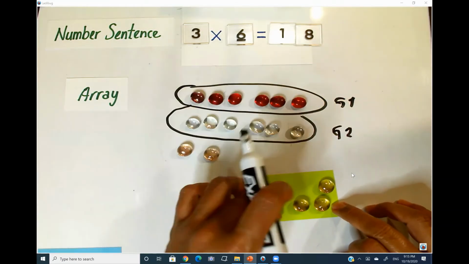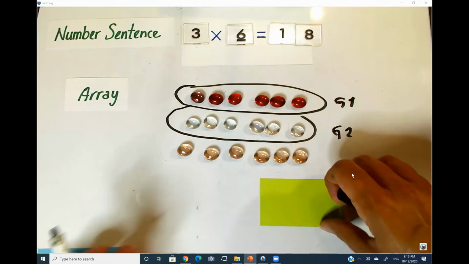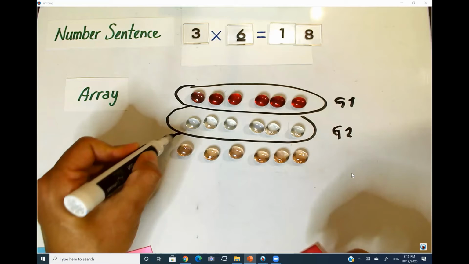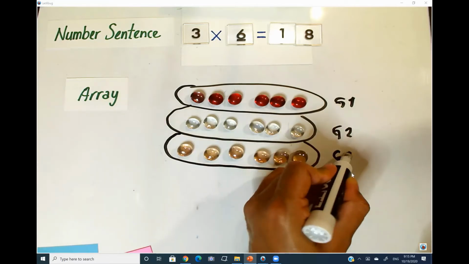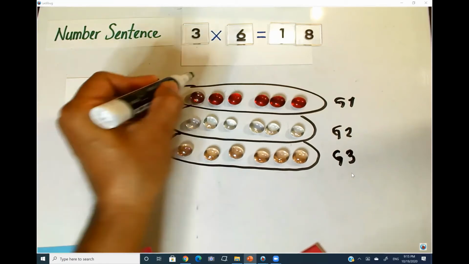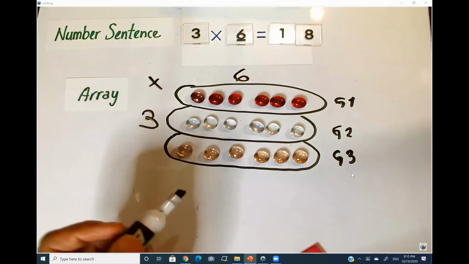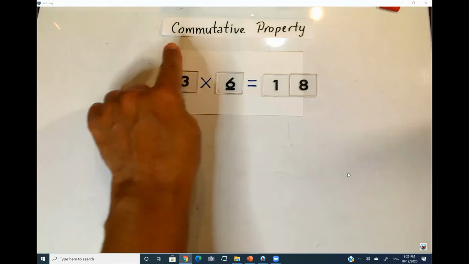Now, it's very important that when you do the array, you have to make sure that you are aligning the numbers, so it's easier for you to count. So this is group number 3. And again, we have 3 groups times 6 objects each, and the answer is going to be the same, 3 times 6, 18.